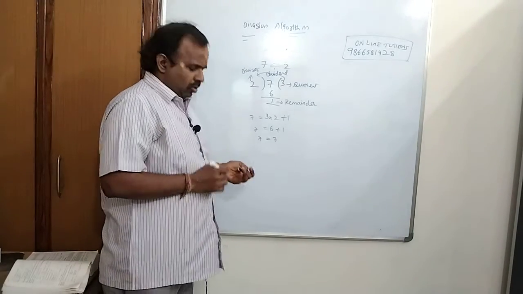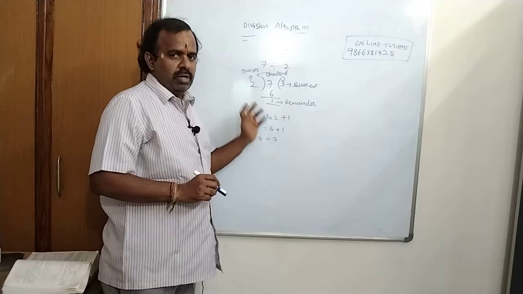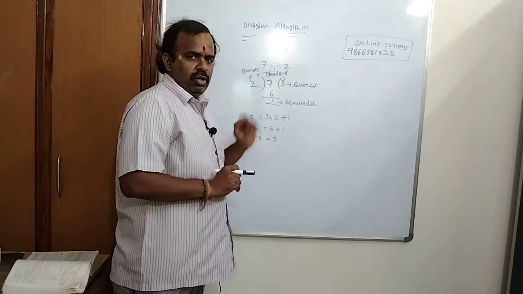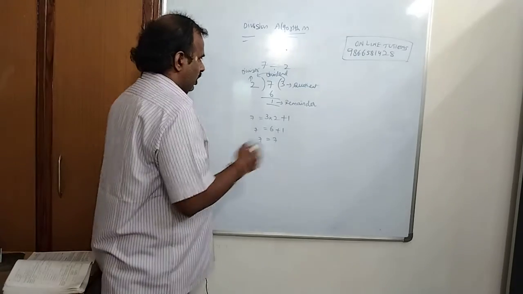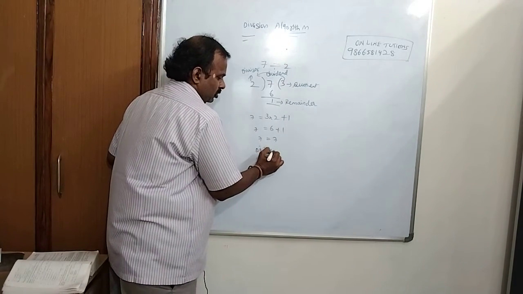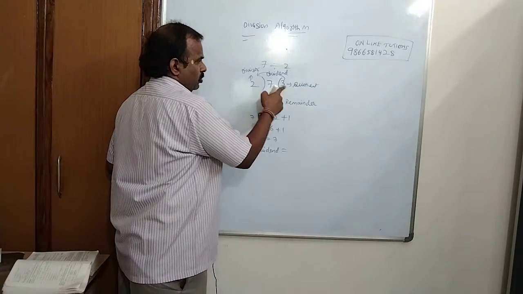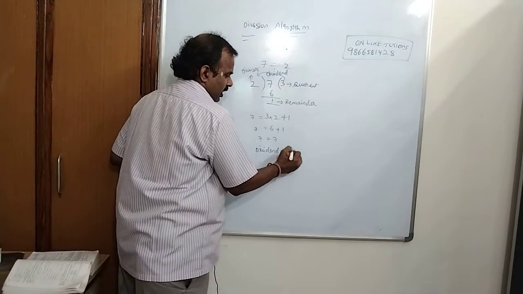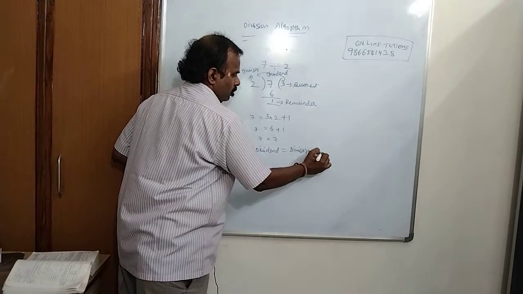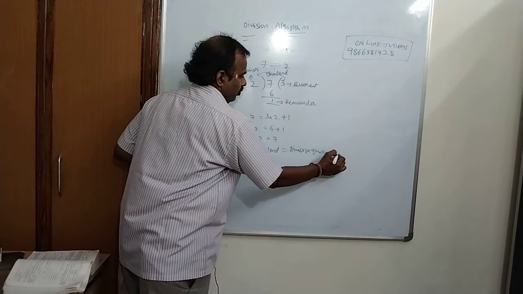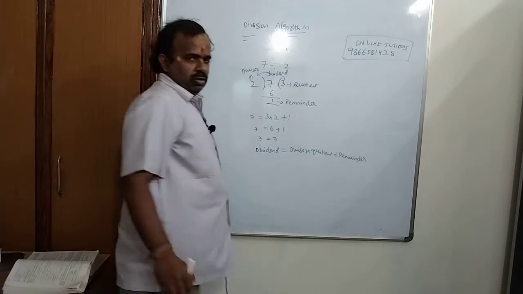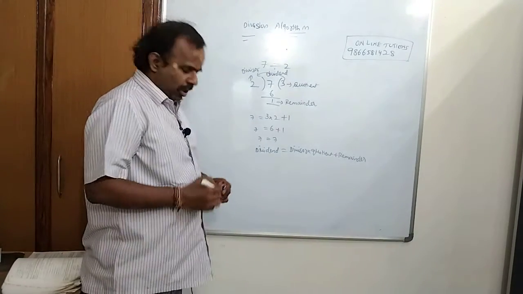So every time we cannot write like this. There should be some rule. Algorithm, in simple words, we can say is a rule. Then what is that rule? 7 is what here? Dividend. And 2 is what here? Divisor. Dividend is equal to divisor into quotient plus remainder. So this is in the case of numbers.